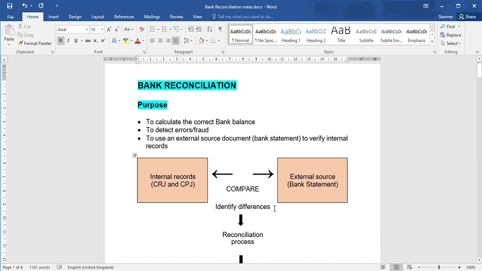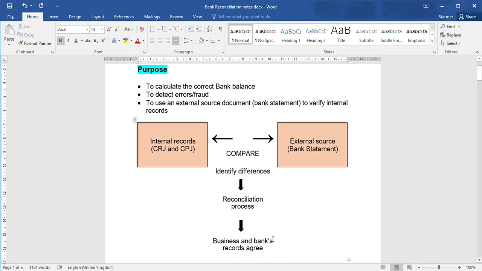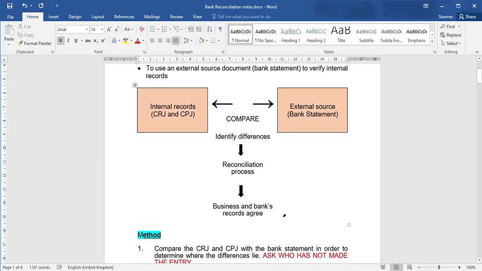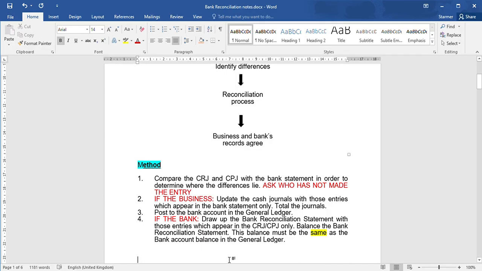Once you've identified your differences, you're going to do the reconciliation process, and at the end of the day, your business and bank's records should be in agreement. Right, so the method you're going to follow, first thing you do is you compare the CRJ and CPJ with the bank statement in order to determine where the differences lie.